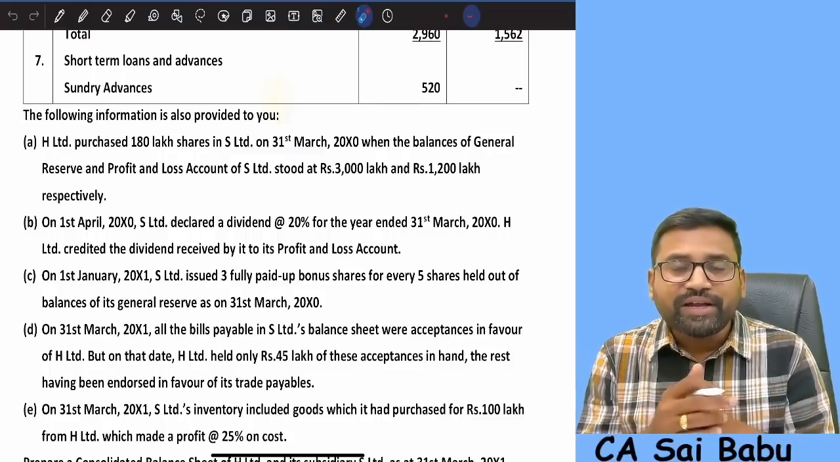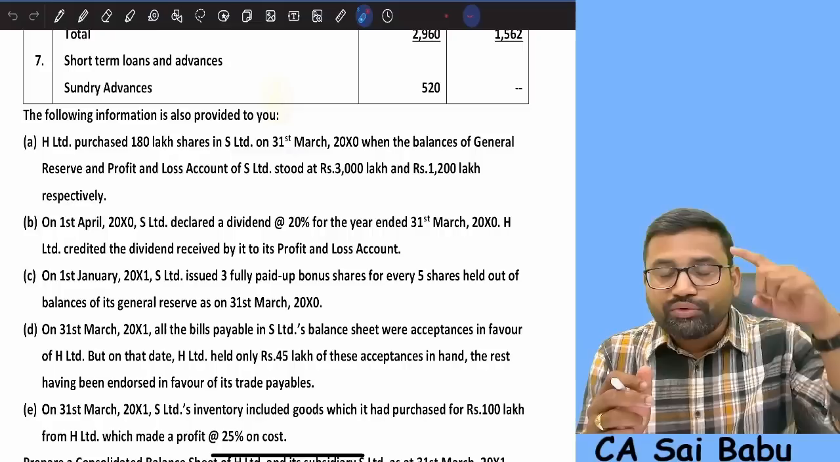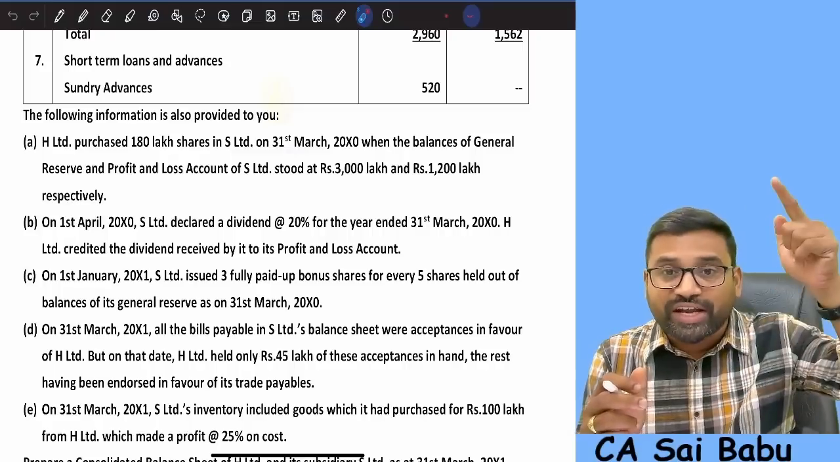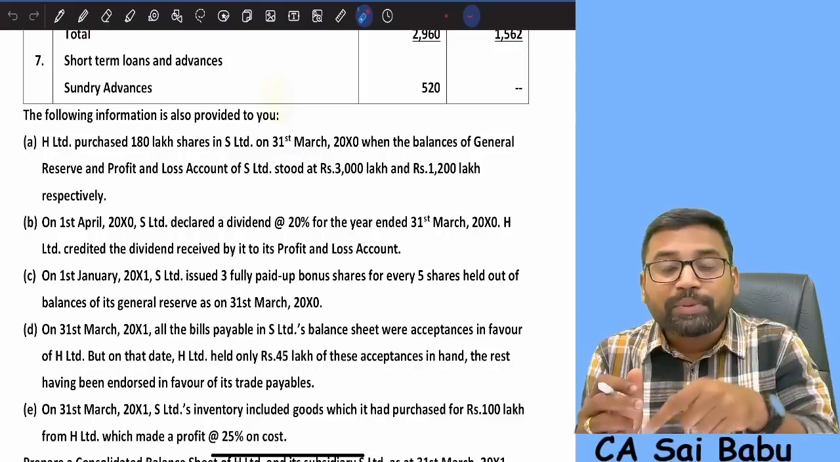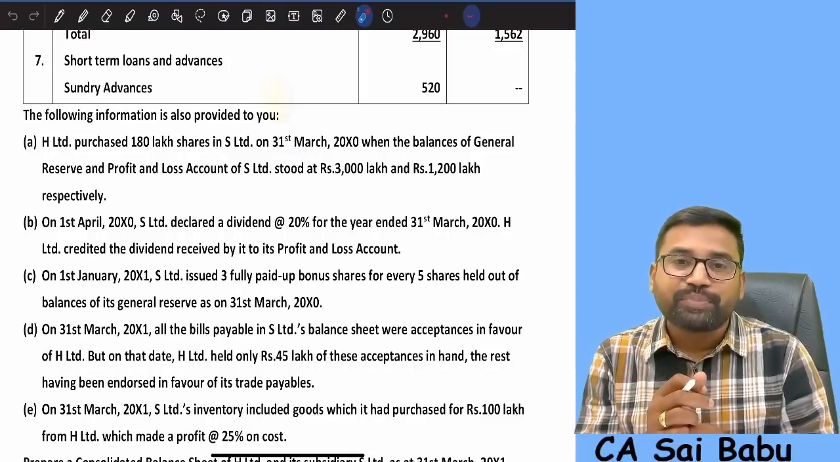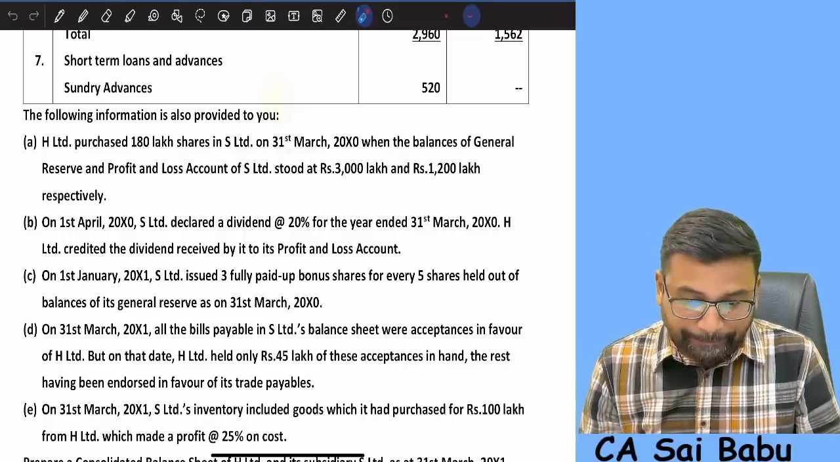So how to rectify it? Simple. When you are preparing reserves for the consolidated balance sheet, from the P&L account of the parent company, reduce this pre-acquisition dividend which is already credited. First thing. Second, when you are preparing cost of control in step number 6, from the investment value, you reduce this pre-acquisition dividend, because this is what exactly we need to do. We need to adjust it to the cost of investment.